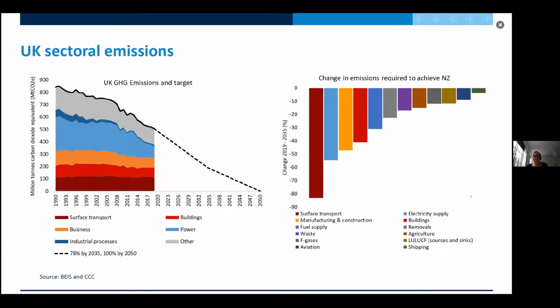So where are these emissions coming from? The left-hand side chart shows that 3 broad sectors, surface transport, buildings, and power generation, account for around 60% of total UK emissions. As the chart on the right shows, these 3 sectors will require large emission reductions by 2035. And these are the sectors that I'm going to focus on in a little more detail.